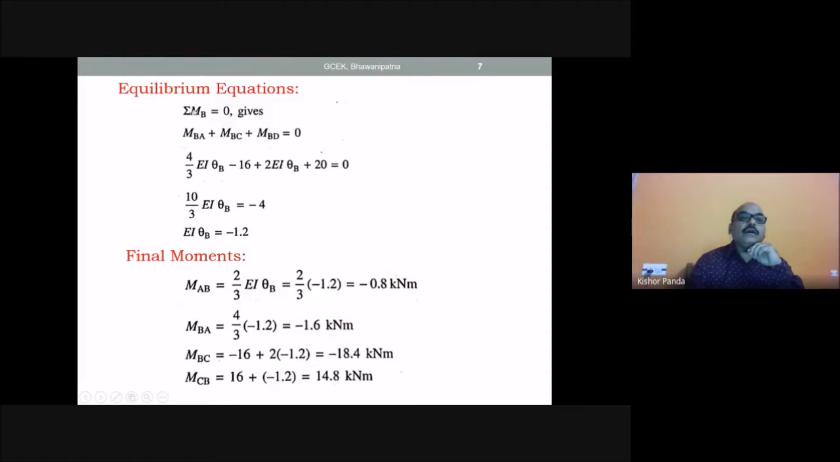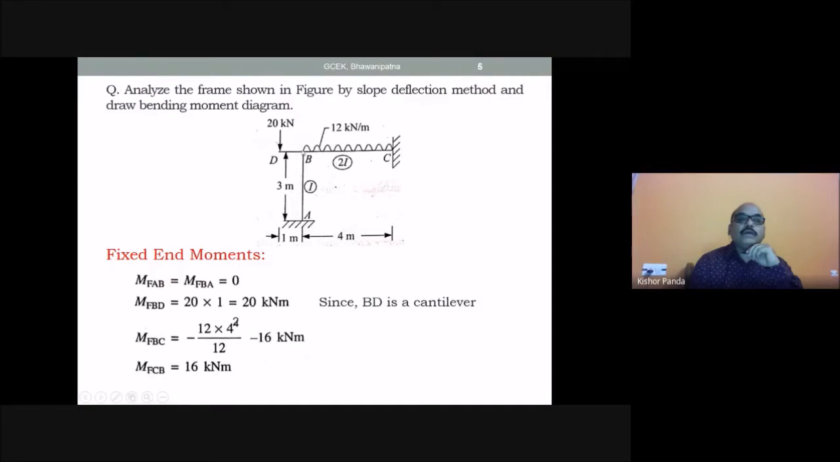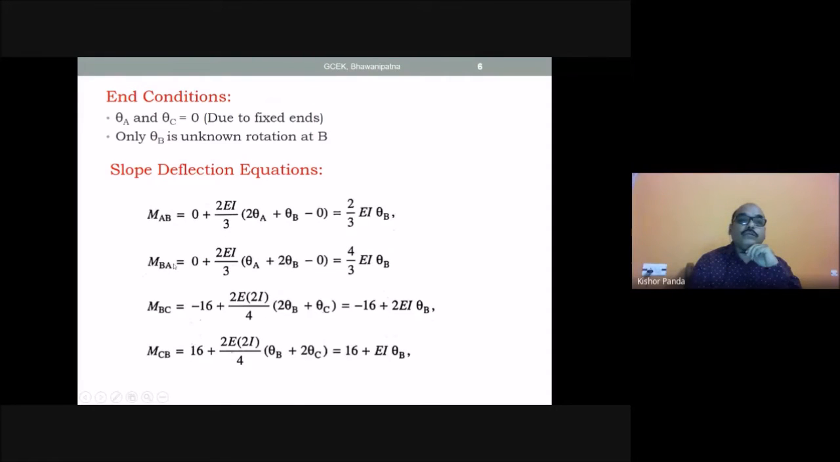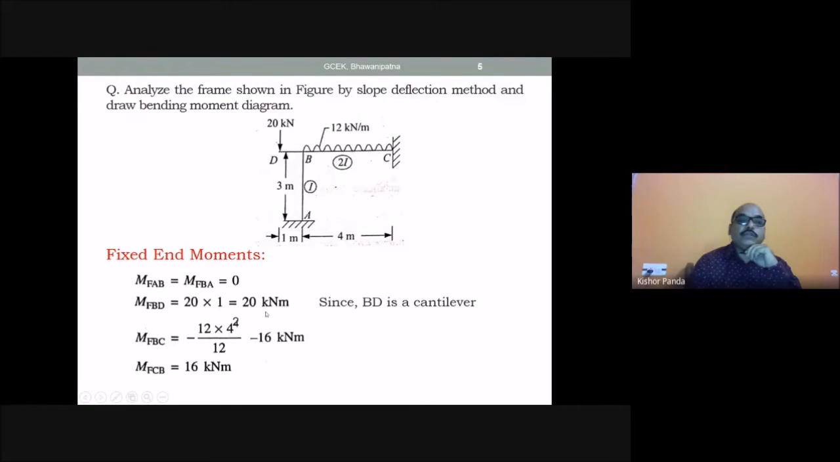Then what is the equilibrium equation here? Only the moment at the joint B is equal to 0. So here you see at the joint B, MBA plus MBC plus MBD, three moments you have to take here. The total sum of the moments at the joint B is equal to 0. MBA plus MBC plus MBD is equal to 0. So MBA is equal to this one, and MBC is equal to this one. Then MBD is equal to MFBD.